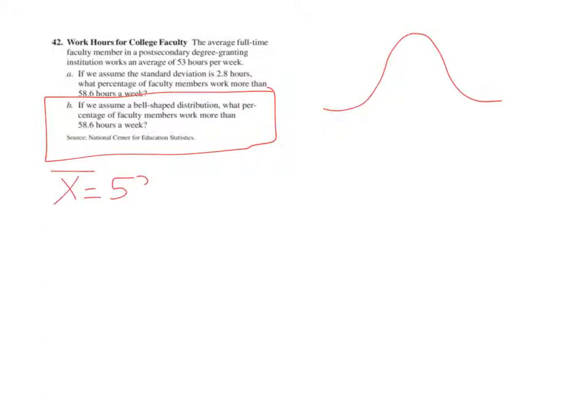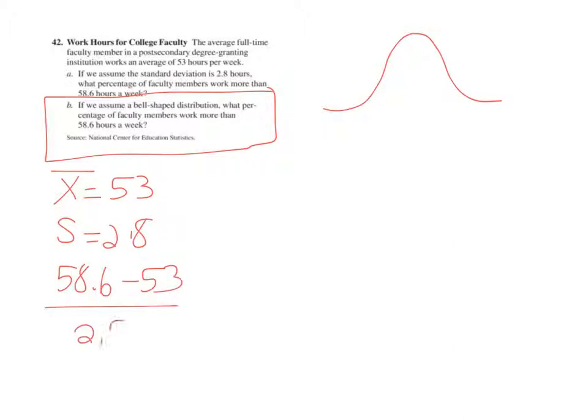Alright, let's play this game again, but this time let's look at part B. Right here. It says, assume a bell-shaped distribution. Now the empirical rule kicks in because now we know it's an assumed bell-shaped. What percentage of the faculty work more than 58.6 hours per week? Well, again, we know that our mean is 53, and our standard deviation is 2.8. And again, if we take our endpoint, 58.6, minus 53, and divide by 2.8, we're going to get 2 standard deviations away from the mean.